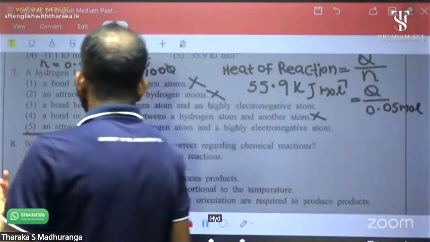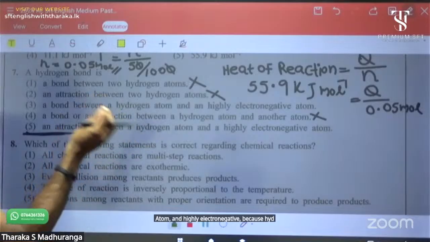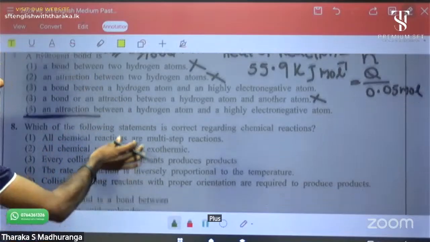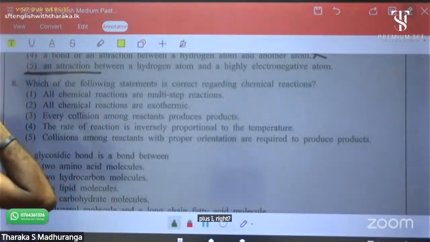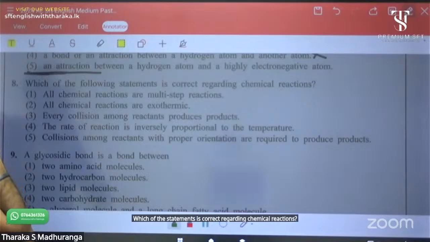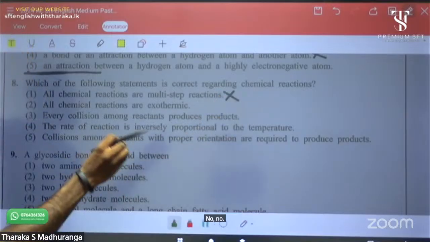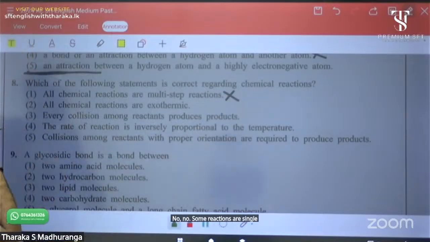Hydrogen atom and highly electronegative atom, because hydrogen is a plus ion, right? Which of the statements is correct regarding chemical reactions? All chemical reactions are multi-step reactions? No. Some reactions are single steps. Only a few reactions are multi-step reactions.